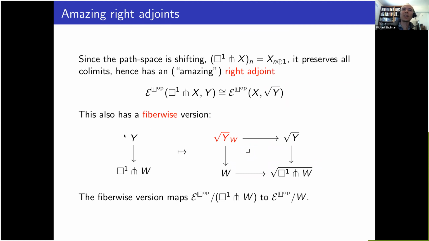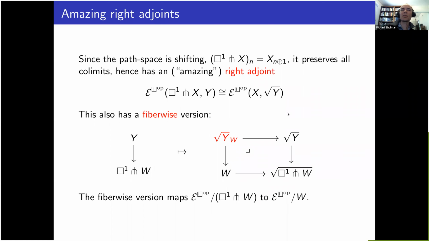So if I have an object y over a path space, then I can apply the square root to this whole thing and get a square root of y over the square root of the path space of W. And now the square root of the path space of W, I can pull that back to W along the unit of this adjunction. So there's a map from W to the square root of the path space, and I pull the square root of y back over that, and I get something over W. So this fiberwise square root acts from the slice over the path space of W to the slice over W. It's not an endofunctor anymore.